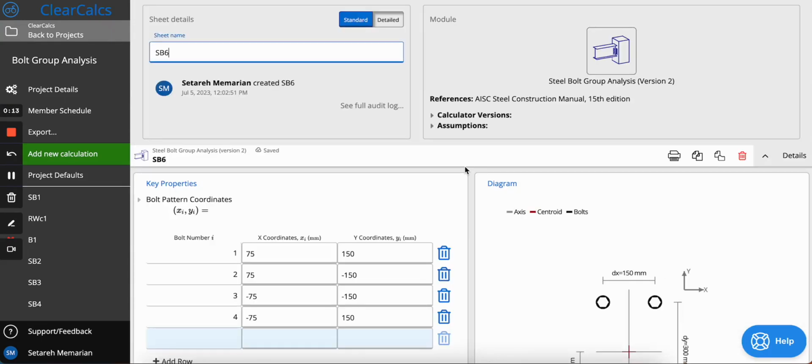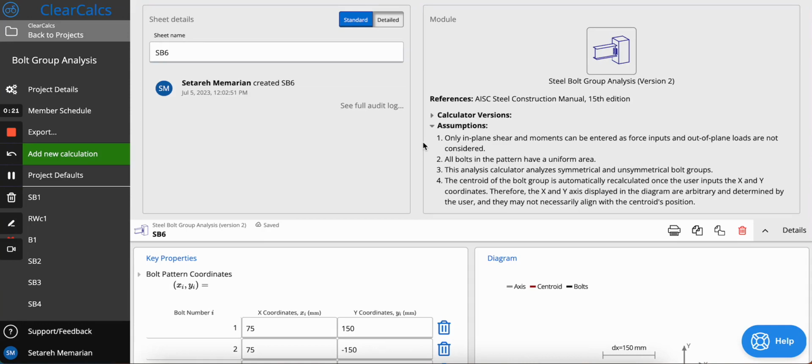First, we're going to go over the references and assumptions. For reference, we are using the AISC Steel Construction Manual 5th edition. And for assumptions, we are only assuming in-plane shear and moment loads. They're the only ones that can be entered as force inputs. All bolts in the pattern have a uniform area.